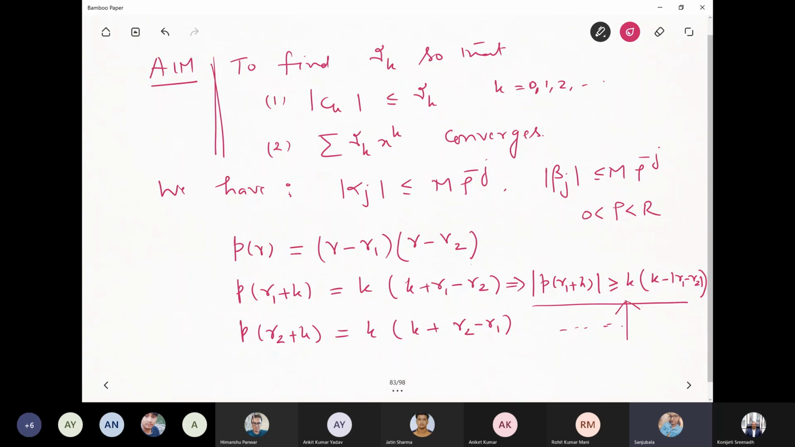Yes, sir. So a plus b, mod is greater than or equal to mod a minus mod b, right? This is true for all real numbers, right? Okay, sir. So k is a number now, it's a positive number, and R1 minus R2 can be positive or negative, right? So the mod of that is greater than or equal to mod of the first one, which is anyway k, and the other one is k minus R1 minus R2.